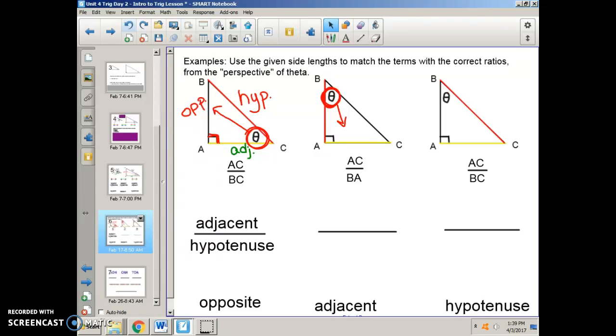Okay, so you're going to do two things. Give me one fraction and tell me what AC over BA should become. Second fraction, tell me what AC over BC should become. Is it opposite, adjacent, hypotenuse? What word should go there?